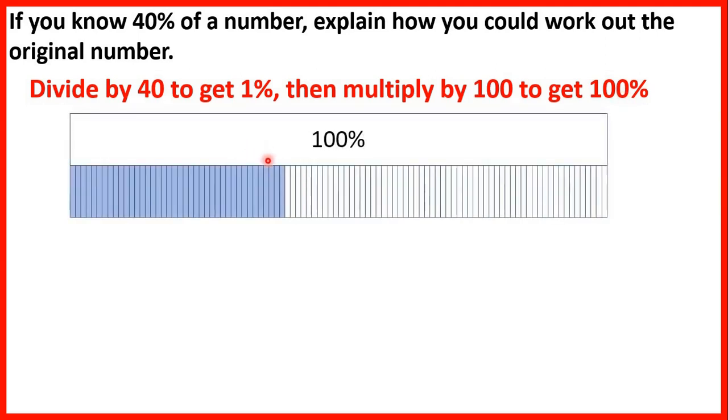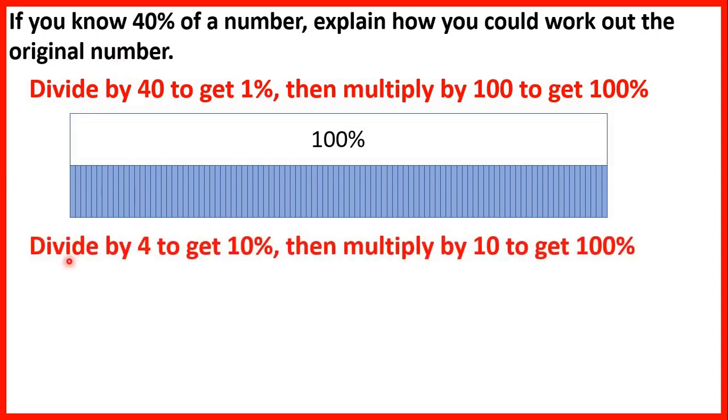So if we have 40%, that's 40 hundredths of our total. So here we have a section divided into 100 pieces, and what's coloured in blue is 40% because that's 40 of those pieces. So we can divide by 40 and that would give us 1%, and then multiplying by 100 gives us 100% of our total, so that's our original number.